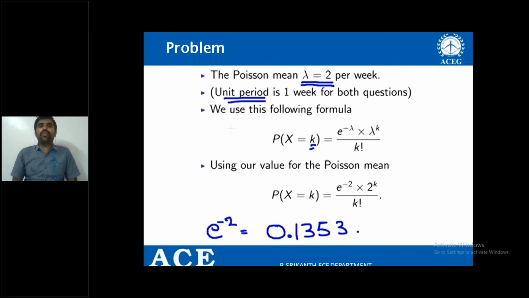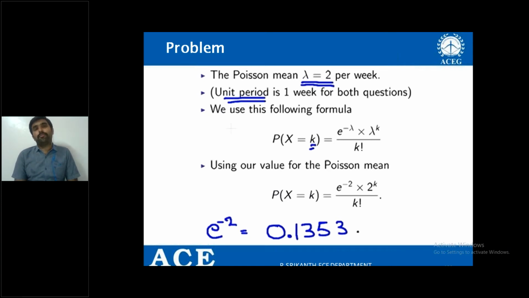Right? So therefore we use the formula for the Poisson random variable. Therefore, the probability, as per the formula, is e power minus lambda into lambda power k by k factorial. Right? If I substitute the lambda value, P of x equal to k is e power minus 2 into 2 power k by k factorial. You can also substitute the e power minus 2 value, which is equal to 0.1353. That is the general formula in this case when lambda equal to 2. Now coming to the question.